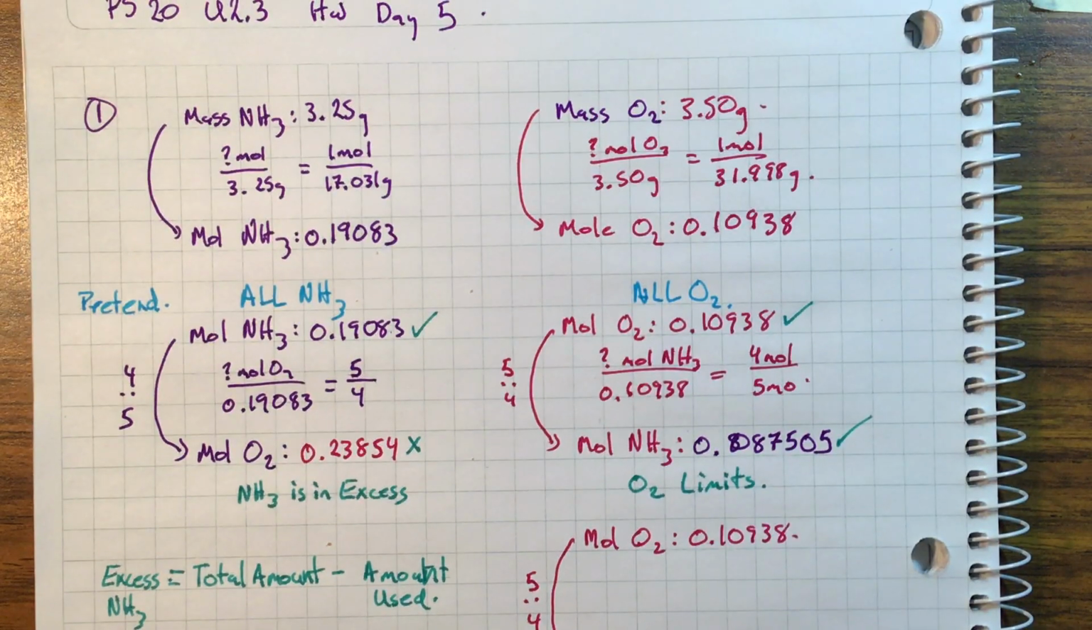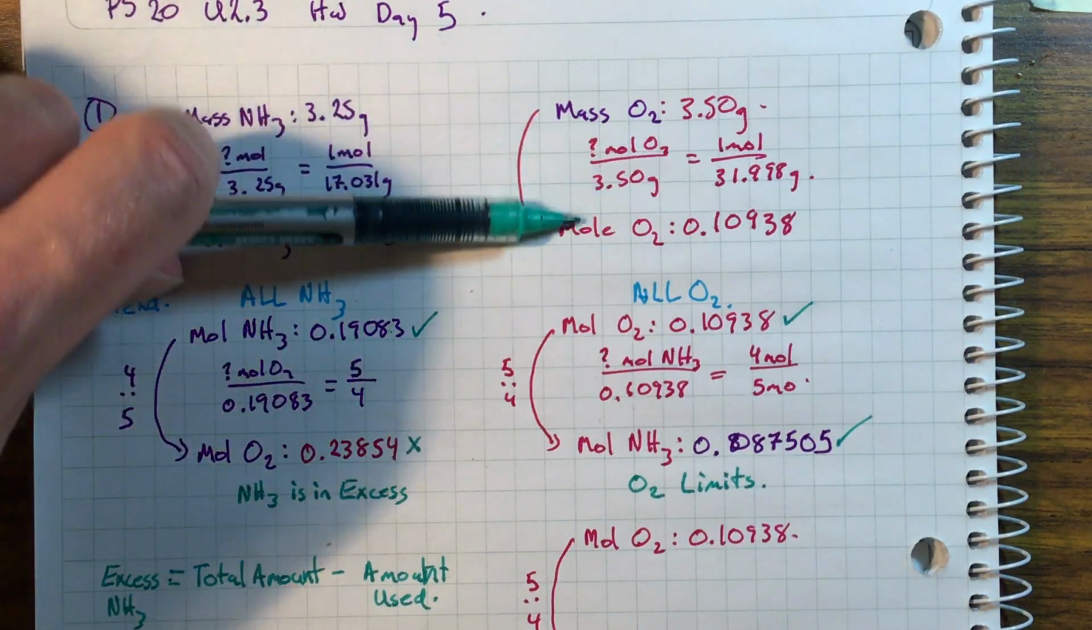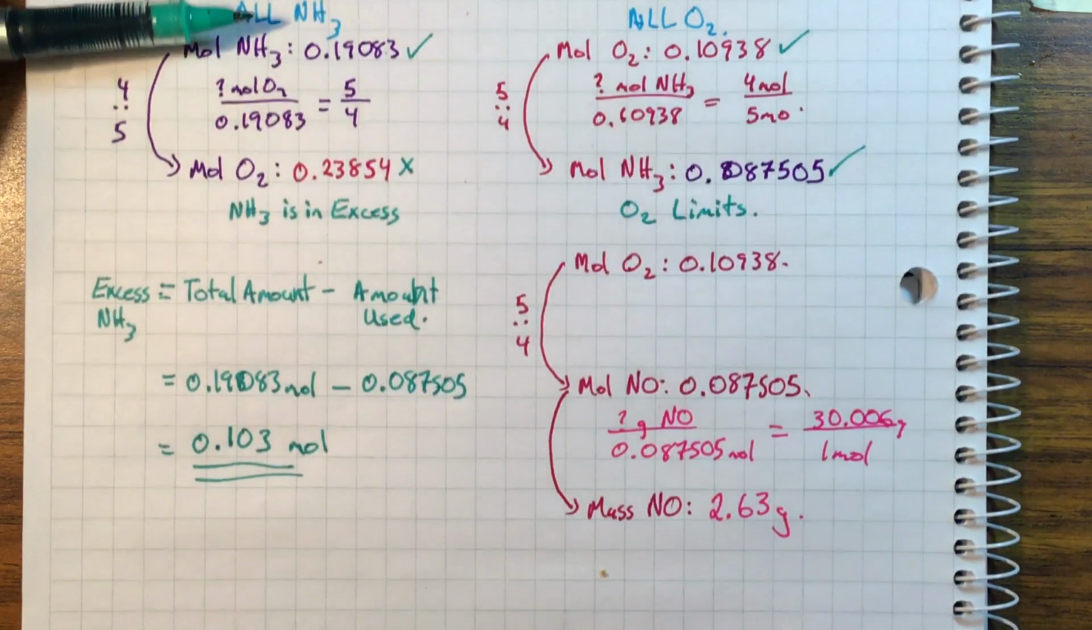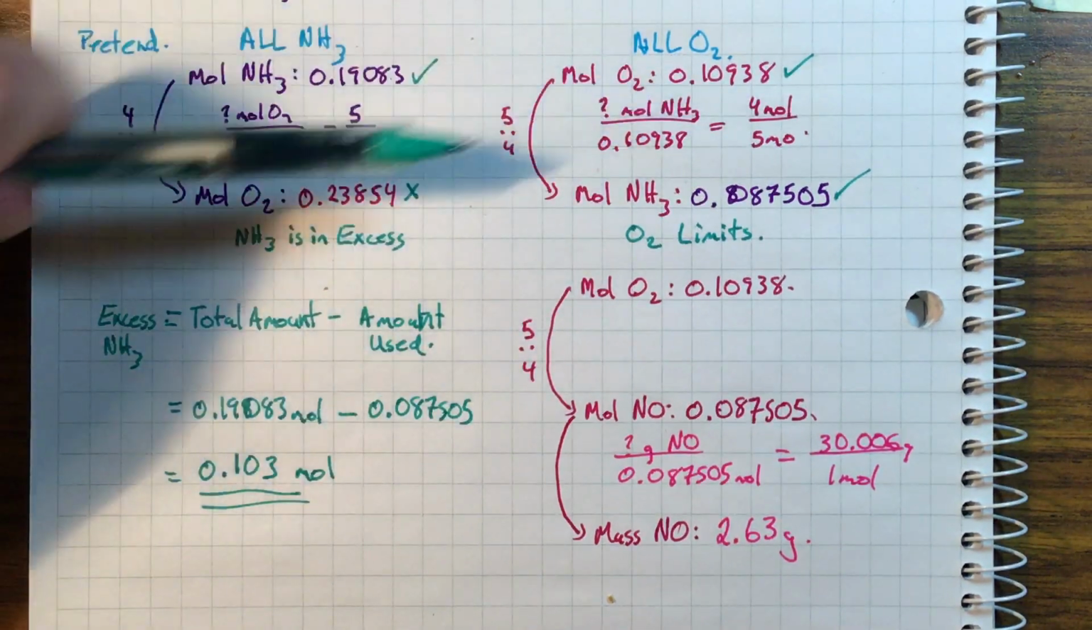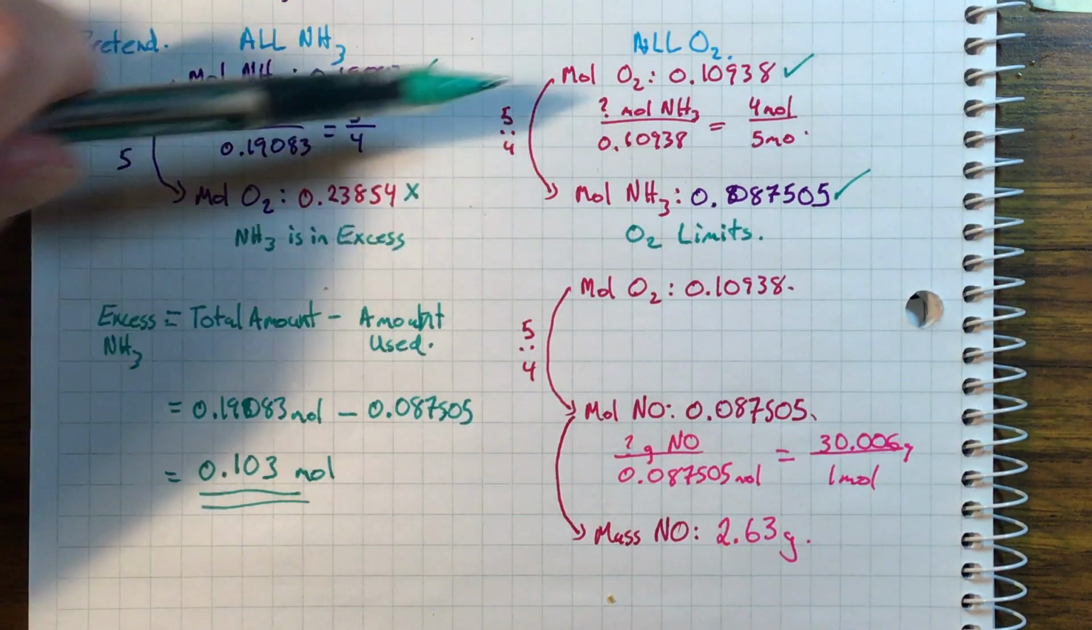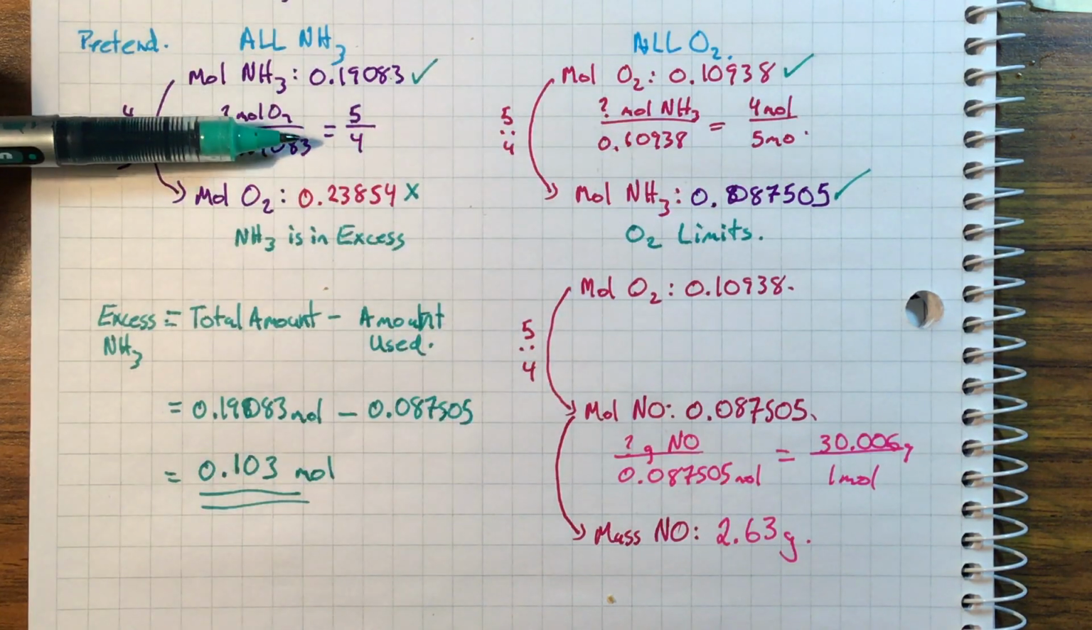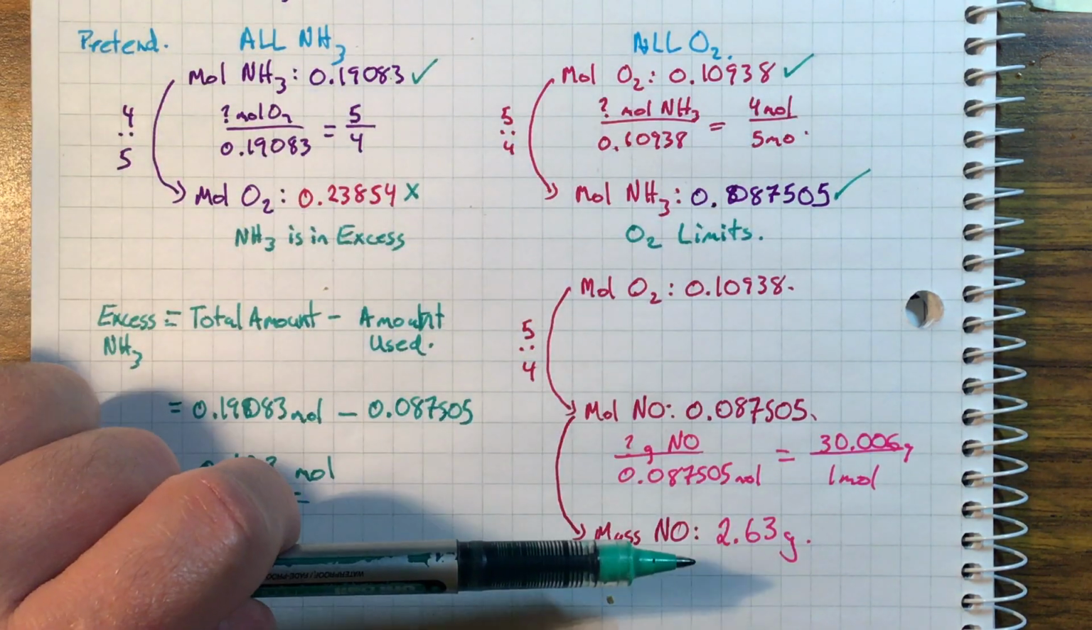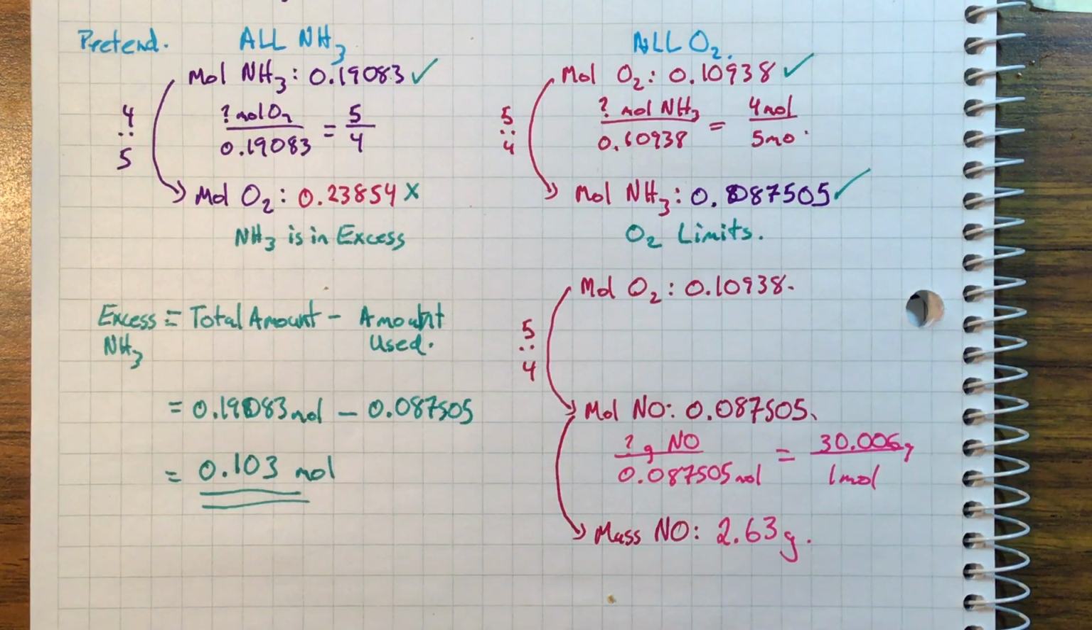So look at this again. We figured out the moles of both of our reactants, pretended that both of them were used up, saw which one worked and which one didn't, used the working one to figure out our last thing, and found our excess. There you go, limiting reagents. Question number 2.